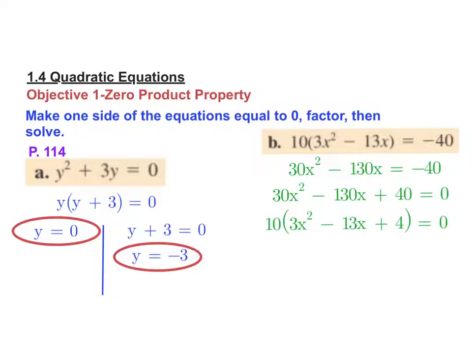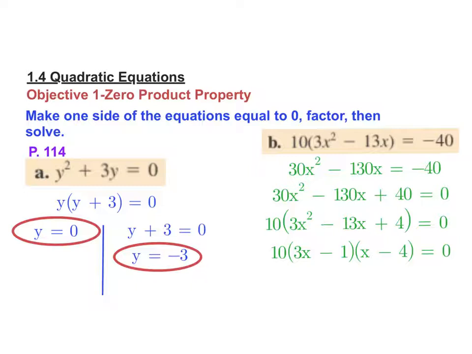I'm looking for factors of 12 that add up to negative 13, which are negative 12 and negative 1. So when I factor, however you choose to factor it, that's what you should have gotten. 3x minus 1, 10 times 3x minus 1 times x minus 4. And if you're not sure how to come up with this, using box method, using grouping, using guess and check, that's something, again, spend a little more time on.